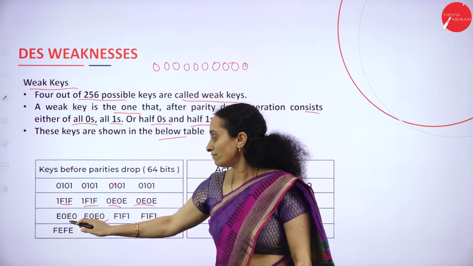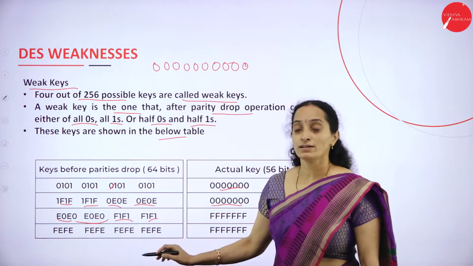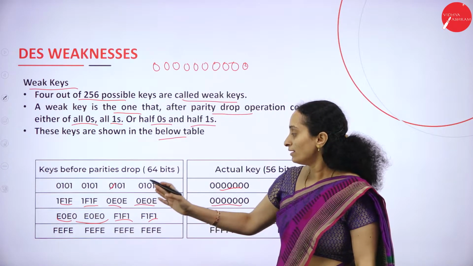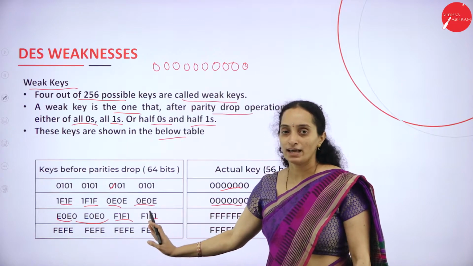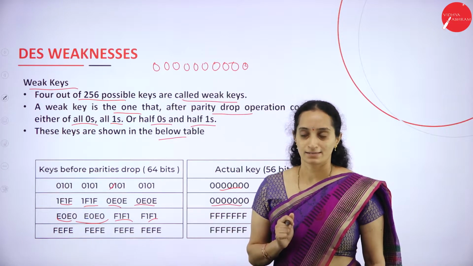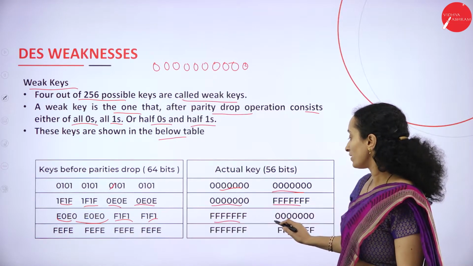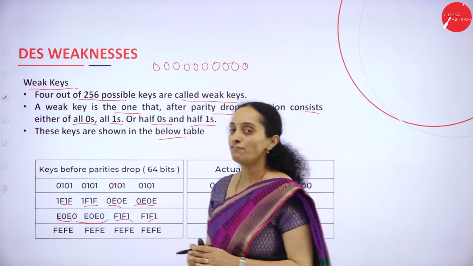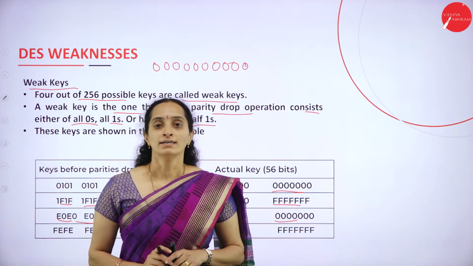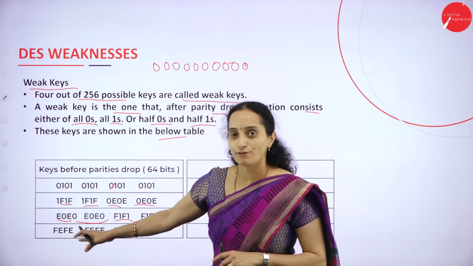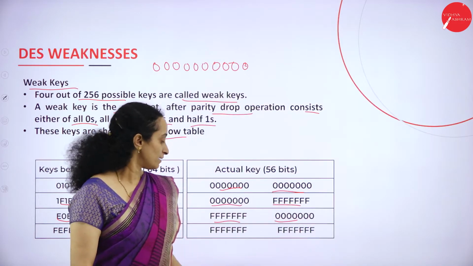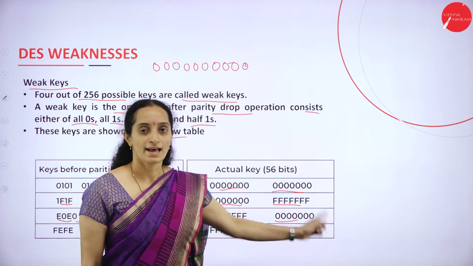Okay. Then we have E0, F1, F1. Here you can observe repeated sequences are there. E0, E0, E0, E0. Next we have F1, F1, F1 and F1. When you drop the parity bits, from 64 bits, what you get is again half F and half zeros. The last example is we have the repeated combinations of FE, FE. All are FE, FE. When you drop the parity bits, what you get is all Fs.